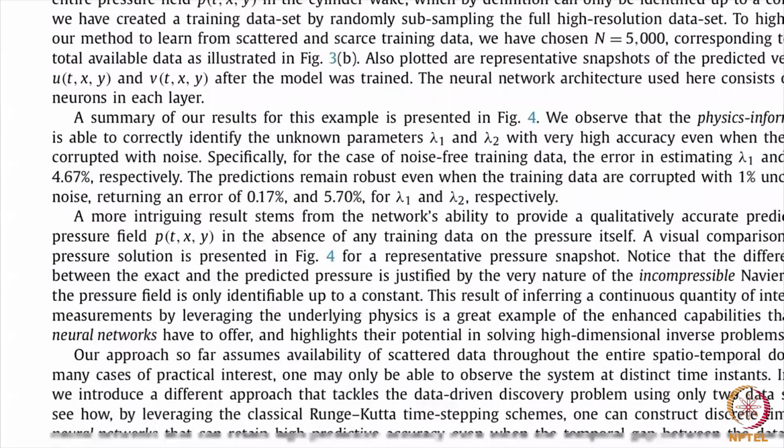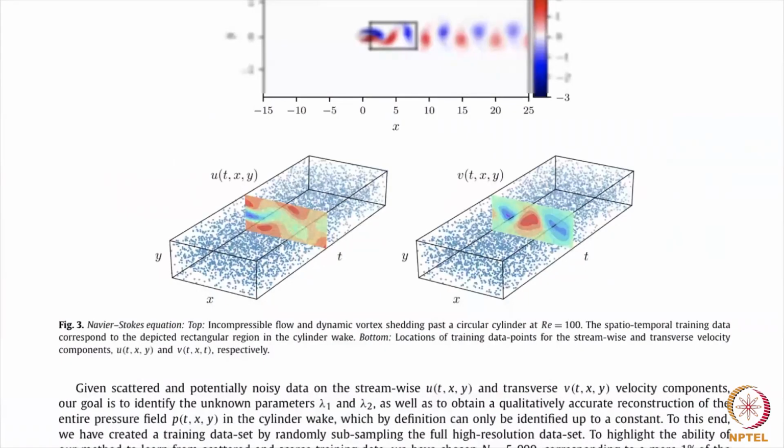Suppose the Navier-Stokes equations, let me just write it here: u_t plus u u_x plus v u_y equal to minus p_x plus mu del square u.